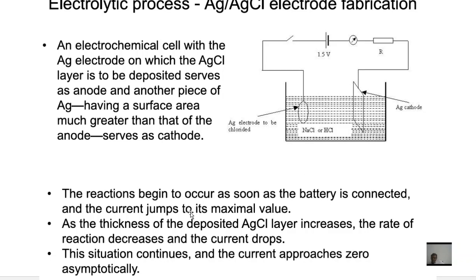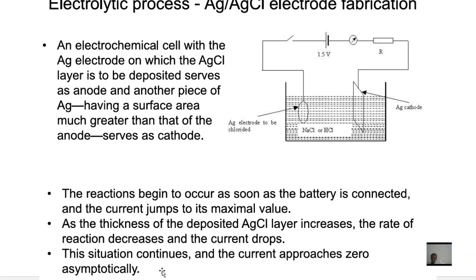Okay, the reactions begin to occur as soon as the battery is connected, and the current jumps to its maximum value. As the thickness of the deposited AgCl layer increases, the rate of reaction decreases and the current drops. Initially, the chloride will be deposited on the silver electrode. After that, as the thickness increases, the amount of current flowing through the circuit gradually decreases. This situation continues and the current approaches zero asymptotically.